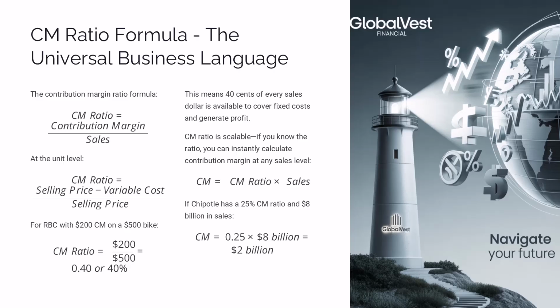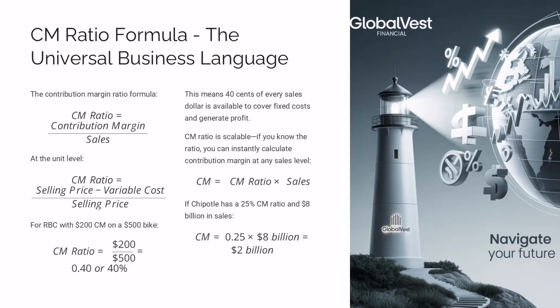When Netflix analyzes their business, they look at their 38% CM ratio, which means that out of every $15 monthly subscription, 15 times 0.38 equals $5.70 goes toward covering their massive content and technology fixed costs. And they know that as long as they maintain that 38% ratio, every additional subscriber brings them closer to their profit targets.